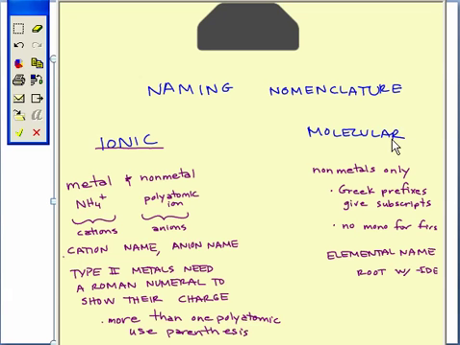For molecular, these are nonmetals only, and we're only going to be looking at binary molecular, 2 elements only. The Greek prefixes give the subscripts, and we don't use mono for the first element if there's only one of it. And to name the molecular, the first element in the formula retains its elemental name, and the second one is the root with -ide.